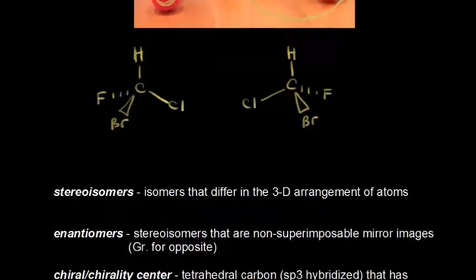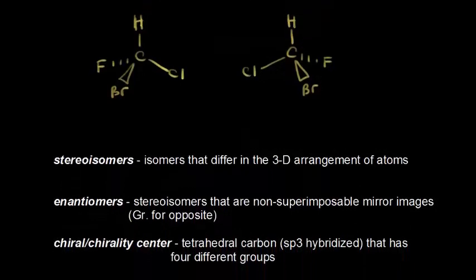Let's use these images here to talk about three definitions. So let me just move down here and let's look at these three different definitions. We'll start with stereoisomers. Stereoisomers are isomers that differ in the three-dimensional arrangement of atoms. Let's think about what the word isomer means again. Isomer means same parts. And so these two different molecules are composed of the same parts. Each of these molecules contains one carbon, one hydrogen, one fluorine, one bromine, and one chlorine.